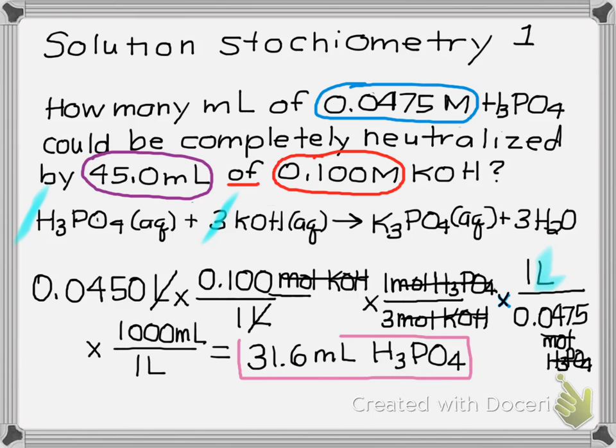So the answer to my question that I was given is 31.6 milliliters of phosphoric acid would be required to completely neutralize 45 milliliters of the 0.1 molar potassium hydroxide.